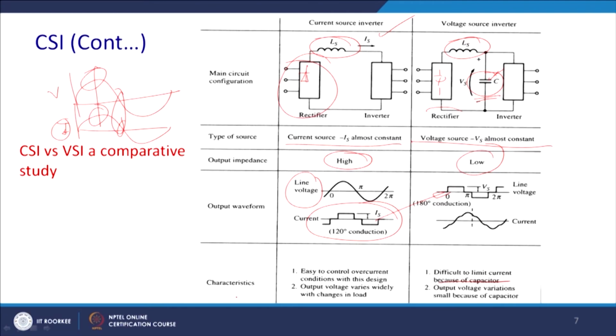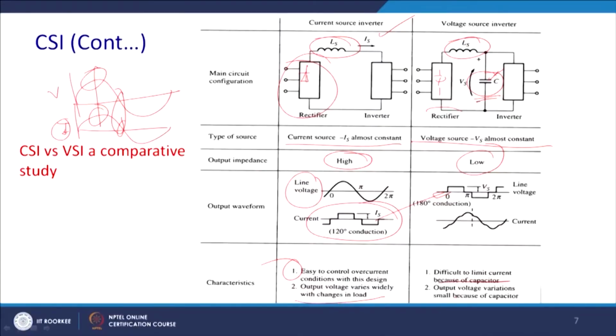And what else? The characteristics. This is one of the major benefits of it: easy to control the overcurrent condition with this design. So, there is no short circuit condition. Output voltage varies widely with change in load. This is one of the drawbacks also, because if you keep the current constant, the voltage will depend on the load.